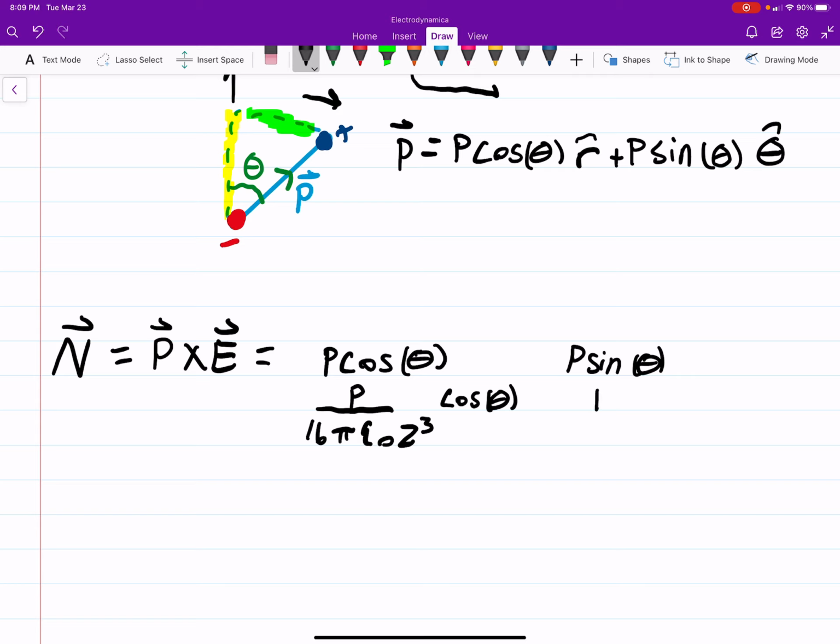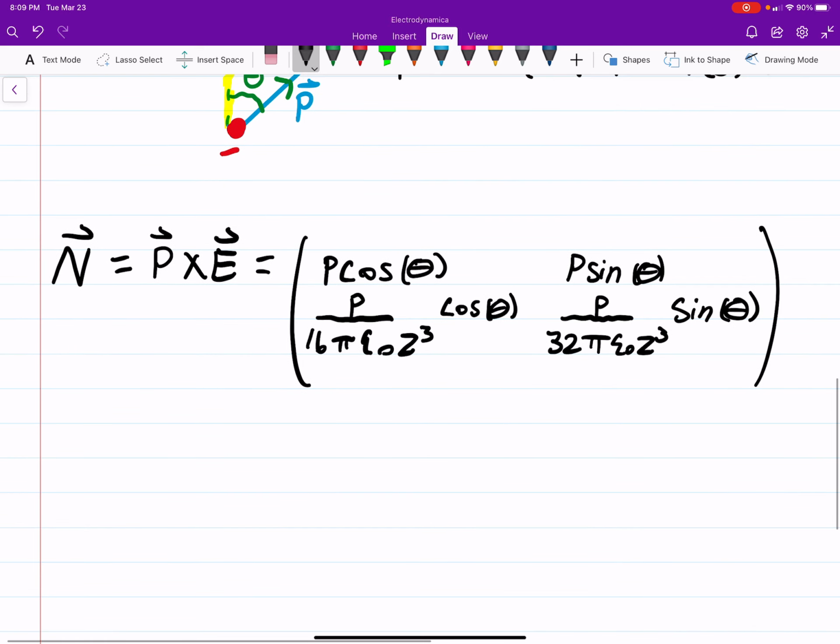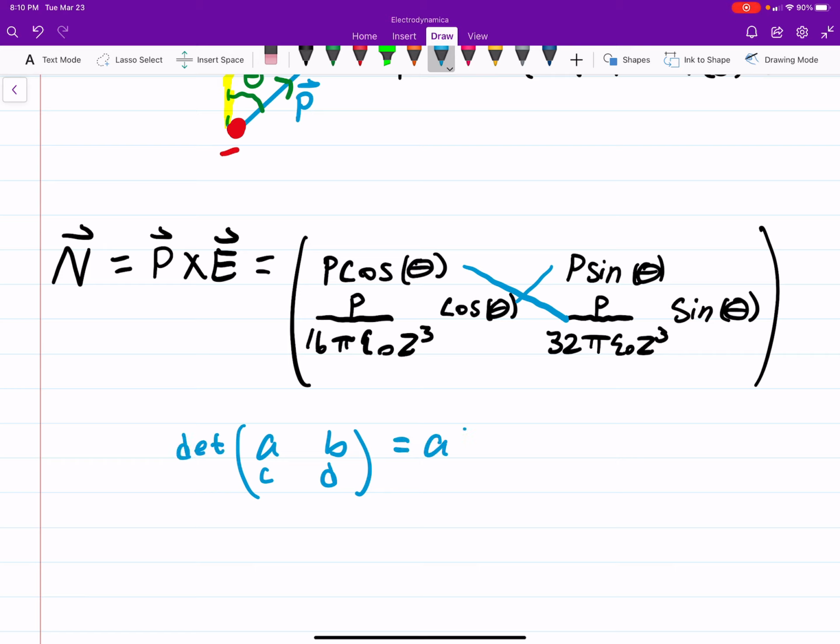And for the other one, there's not that 2. So you're going to get essentially the same thing, but instead of the 16, that 2 is not there to cancel it. So you'll get 32 pi epsilon naught z cubed, and then instead of cosine, it'll be sine. Like I said, it's a 2 by 2 matrix, and you can do Cramer's rule to solve this determinant. If you have A, B, C, D, the determinant of this is AD minus BC. That makes more sense than just me randomly drawing lines.